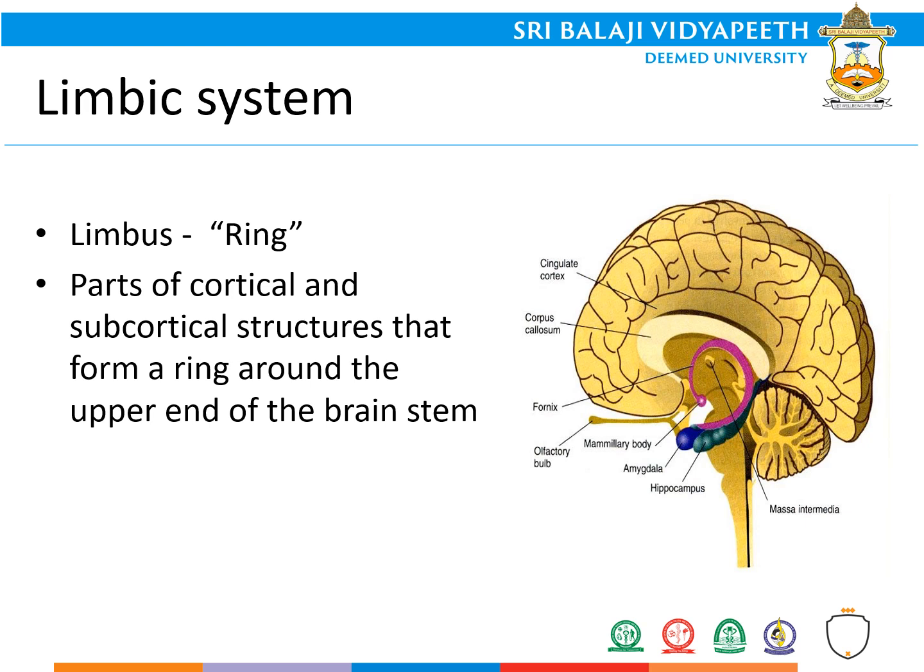Lastly, coming to the limbic system. The word limbus means ring. So the limbic system includes parts of cortical and subcortical structures which form a ring around the upper end of the brainstem. Now this is the brainstem, which includes the midbrain, pons and the medulla. So this forms a ring on top of it.